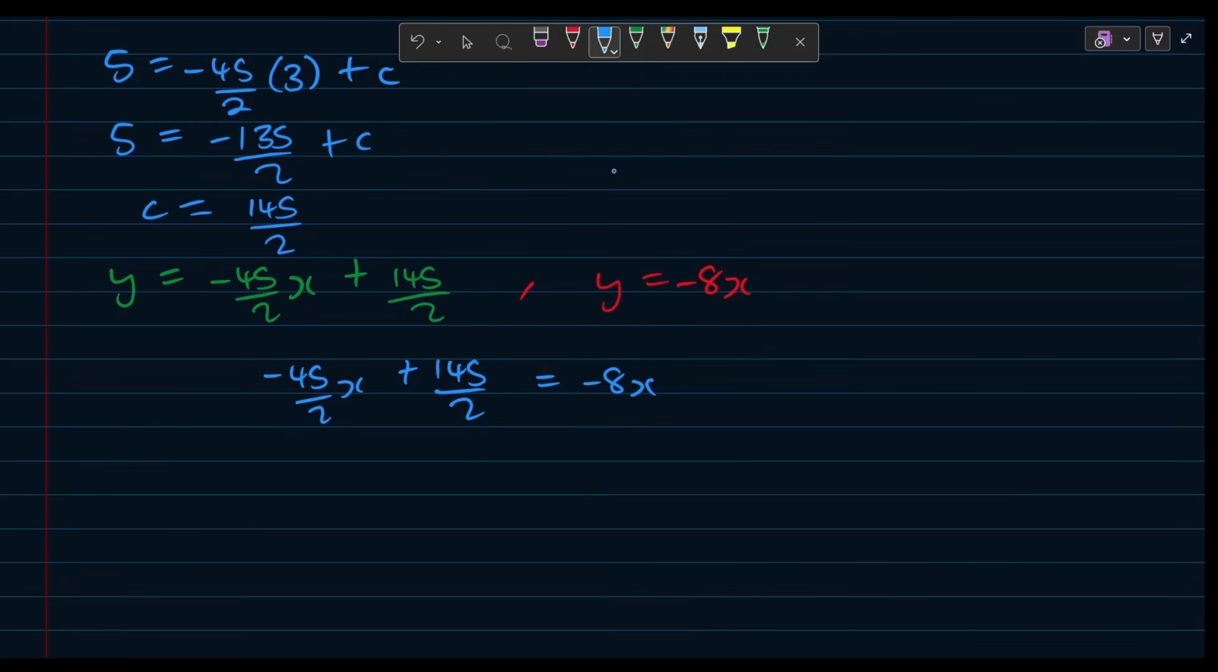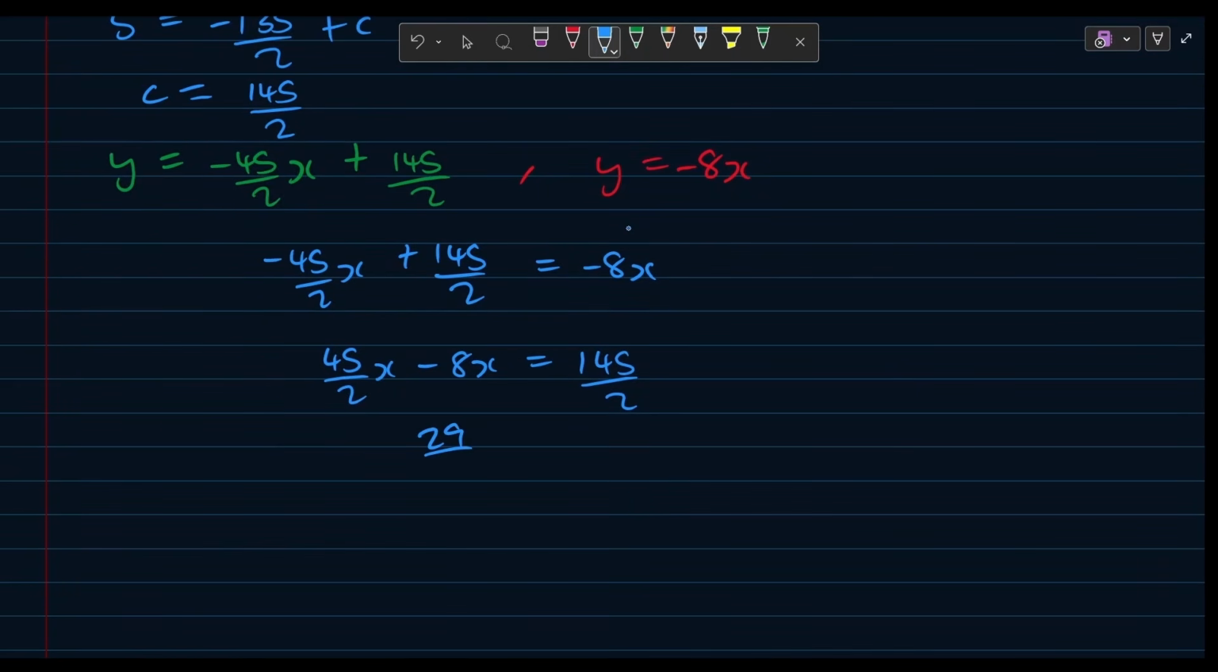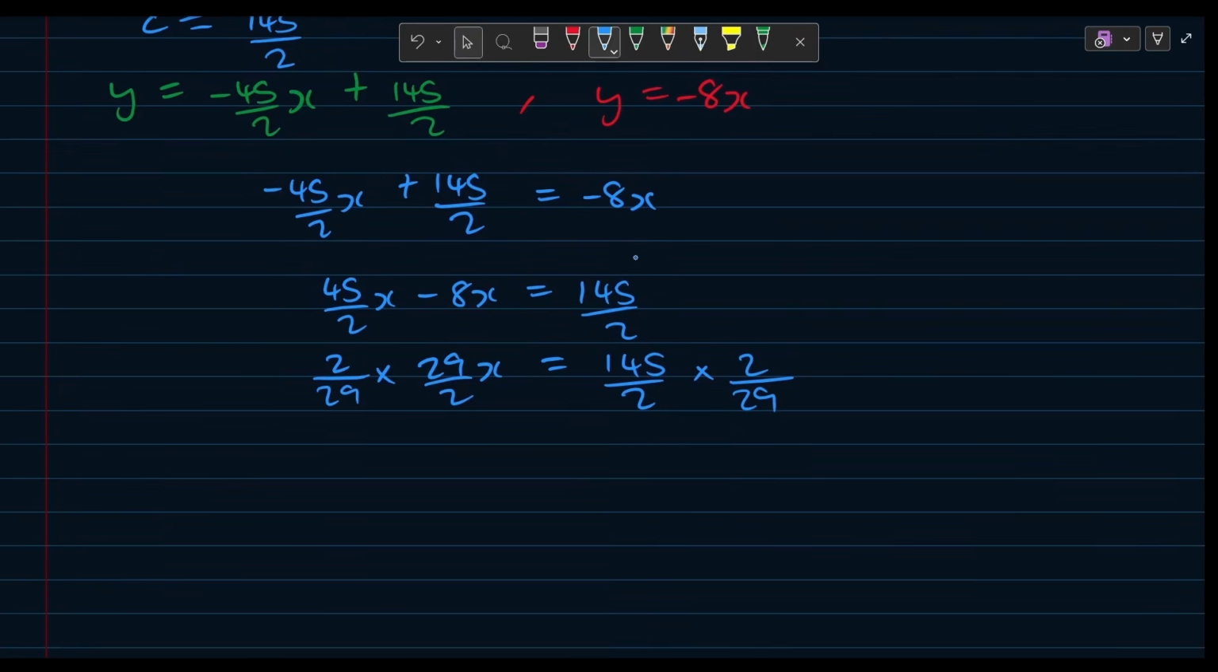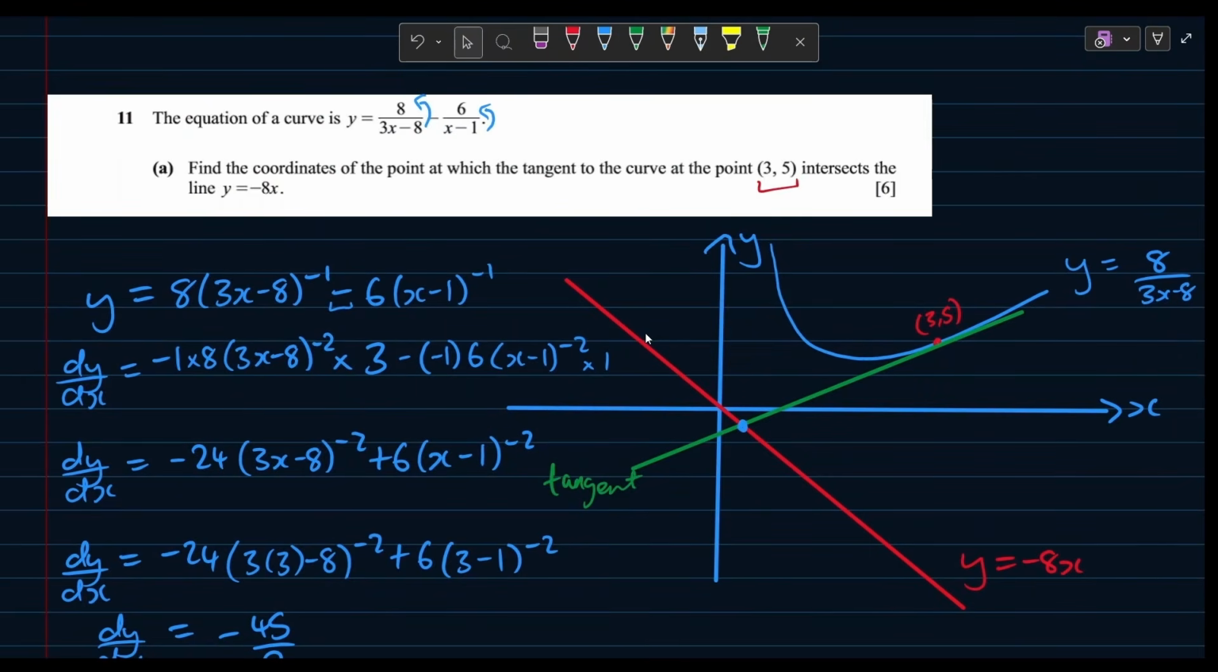I'll move the negative 45 over 2x to the right. So I've got 45 over 2x minus 8x. This is equal to 145 over 2. So 45 over 2 minus 8 is 29 over 2. 29 over 2x. And this is equal to 145 over 2. So to get x, multiply both sides by 2 over 29. Okay. And so we get that x here has to be 145 over 29. Does that simplify? It is 5. So x is 5. They want the coordinate, so we also need y.